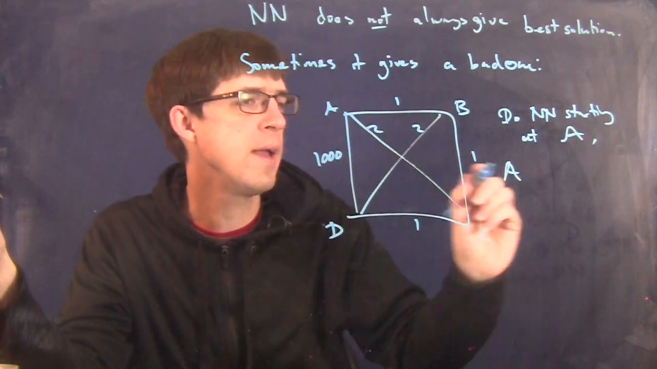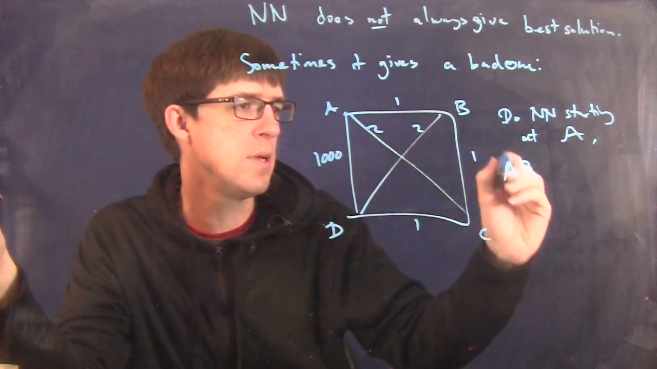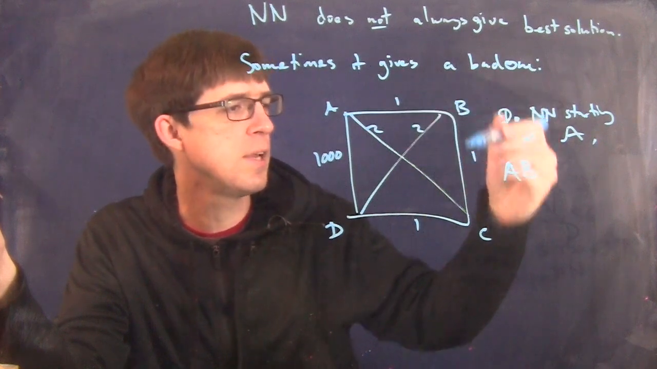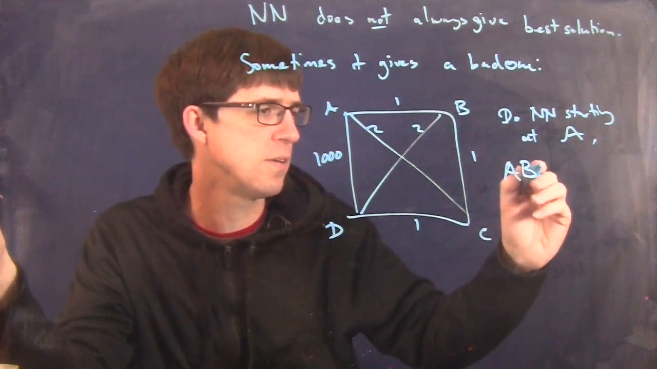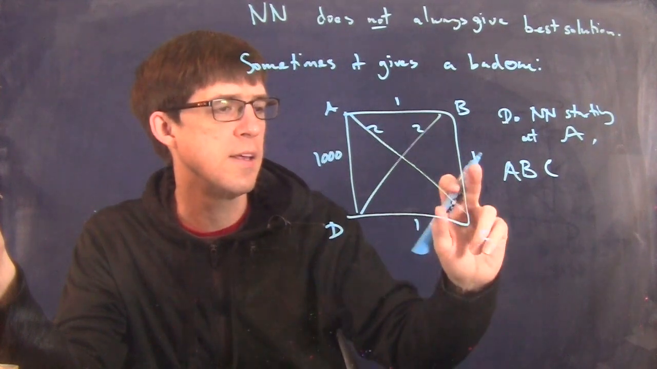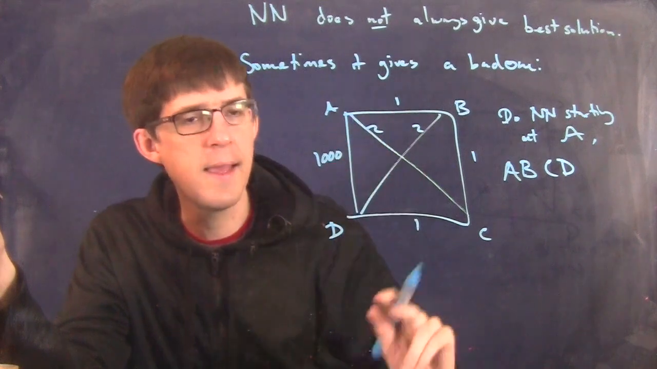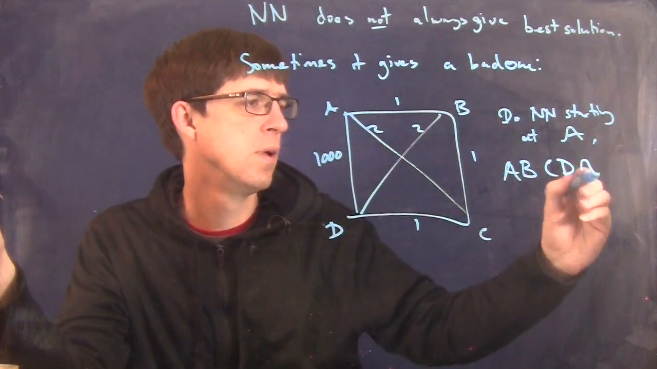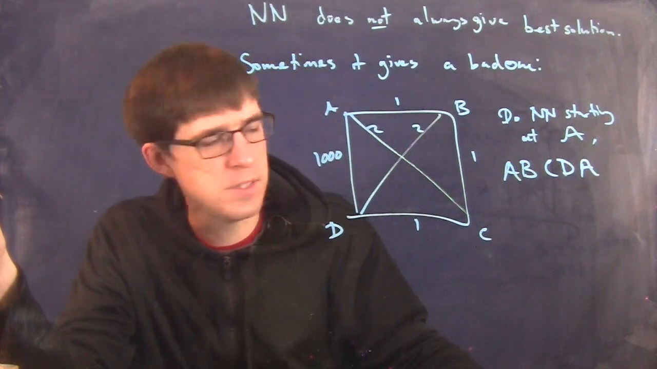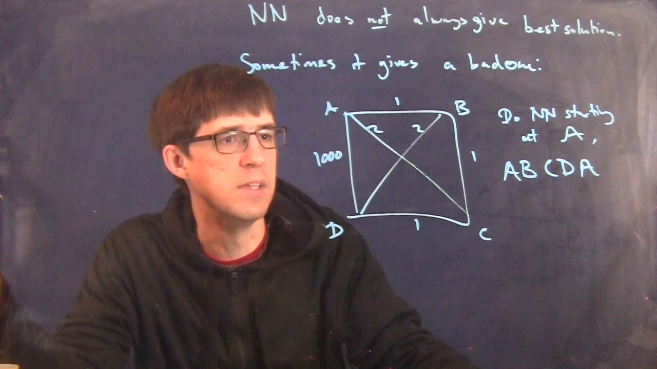See, you'll go A, and then your choices are 1, 2, or 1,000. So you take the 1, you go to B. From B, my choices are 1, 2, 1. I can't do this 1 again because that's where I just came. So I take this 1 down to C. And then at C, my choices again are 1, 2, 1. I can't use that one, so I use this one and go to D. But now I have to return to A, and I can't go anywhere else. And so it's going to end up using that 1,000 weight edge, which of course is not the best way you could have done this, right?